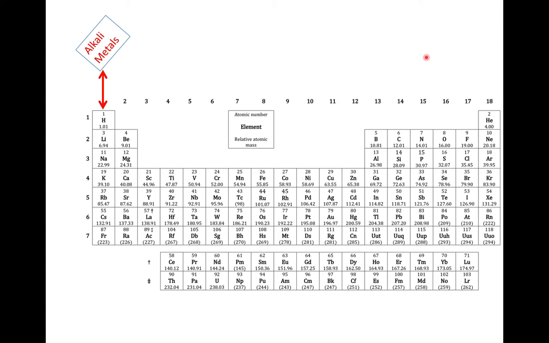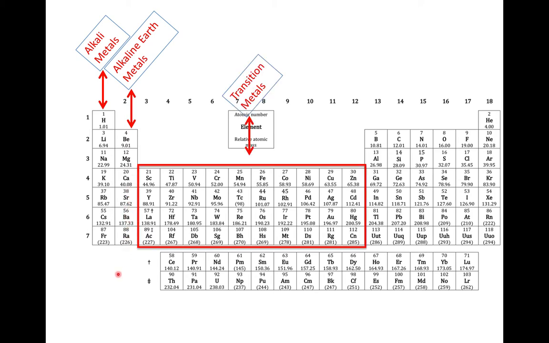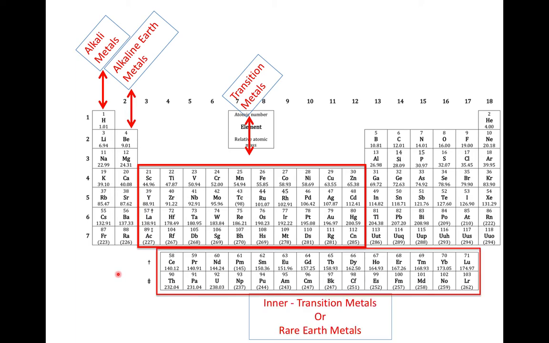So you may already know about the alkali metals. That's group 1. So if you hear me say alkali metals, that's what I'm talking about. Now group 2 is called the alkaline earth metals. These guys in the middle are called the transition elements. And these guys at the bottom are called the inner transition metals, or the rare earth metals. Alright?